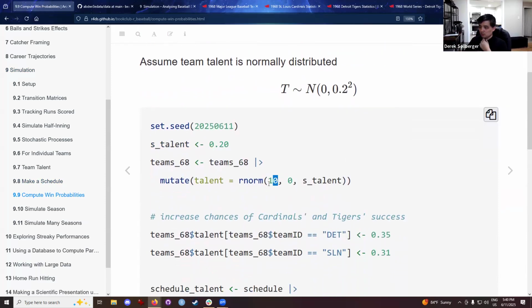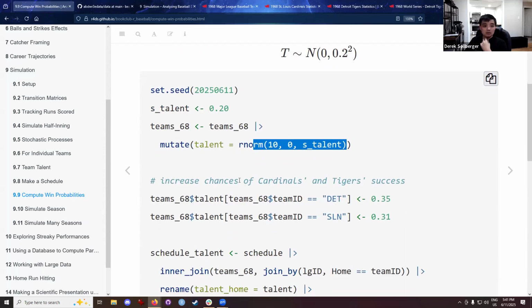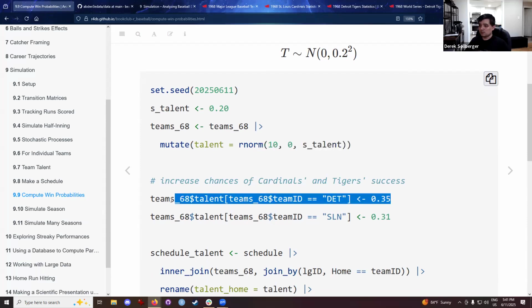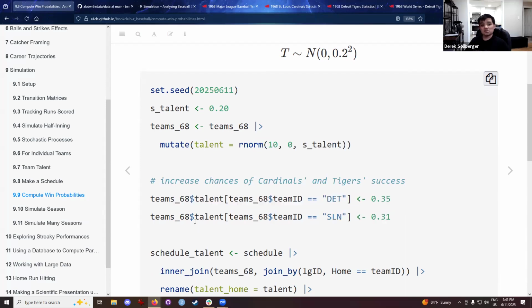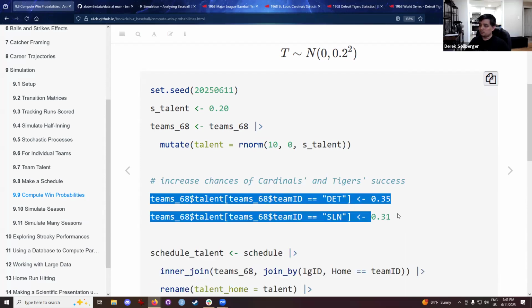So once we have 10 teams in each league, randomly assigning them a talent level. Now, for the narrative, I'm going to put my finger on the scale, so to speak. Assume that the Detroit Tigers had the most talent and the St. Louis Cardinals had the second most talent. So I applied much higher numbers there for narrative reasons.